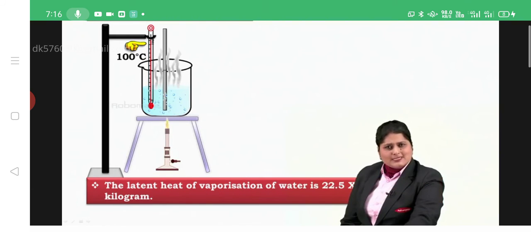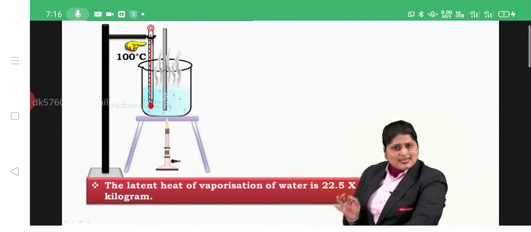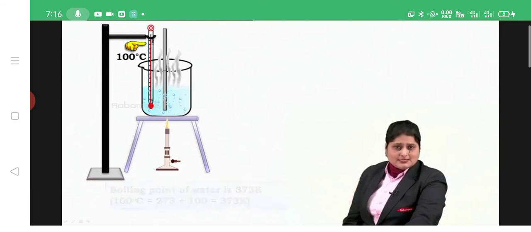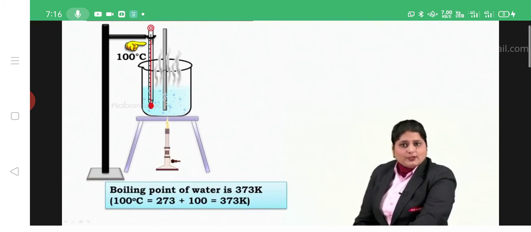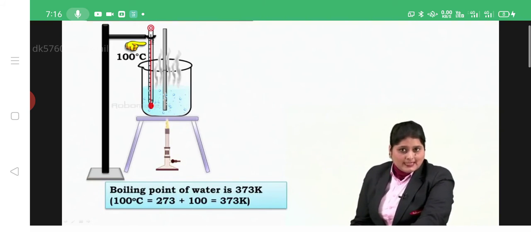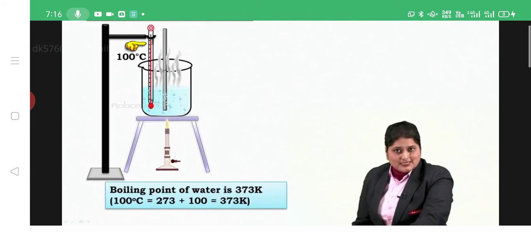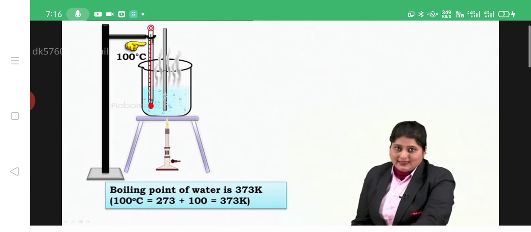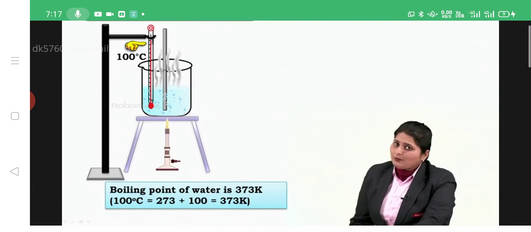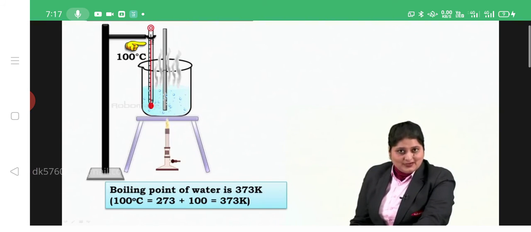Let's understand latent heat of vaporization with certain examples, for certain liquids. For example, the boiling point of water is 373 Kelvin. K stands for Kelvin. So 100 degrees Celsius is equal to 273 plus 100, which is equal to 373 Kelvin. What we are doing here is, 100 degrees Celsius is the boiling point of water. We are converting that into Kelvin, and you just have to add 273 to 100, so your answer comes out to be 373 Kelvin.